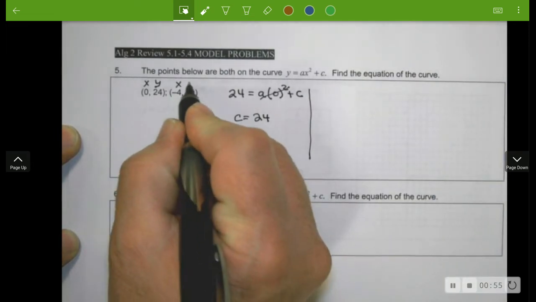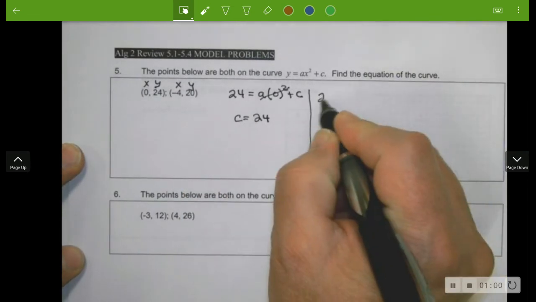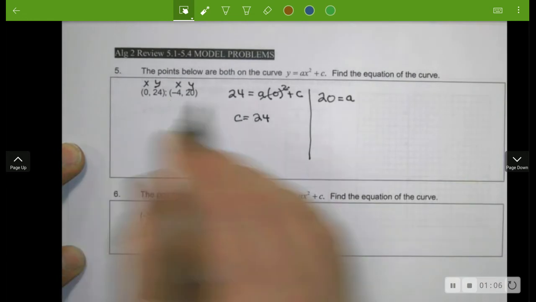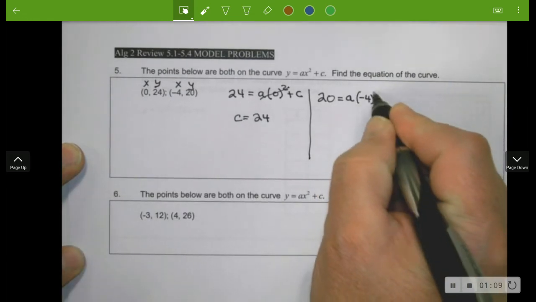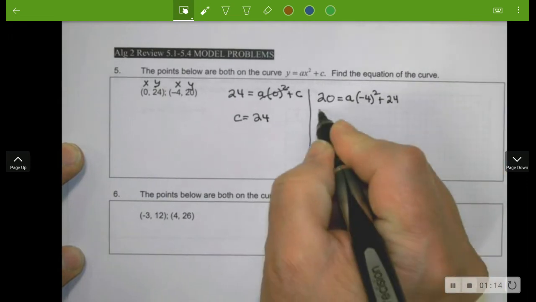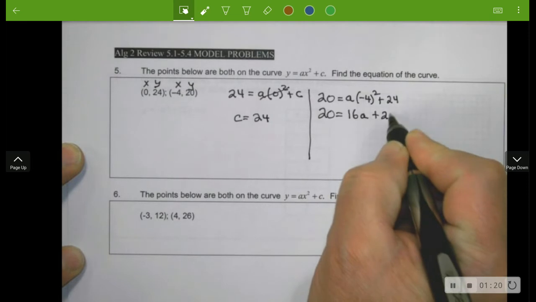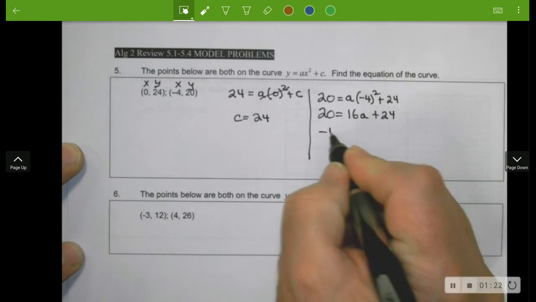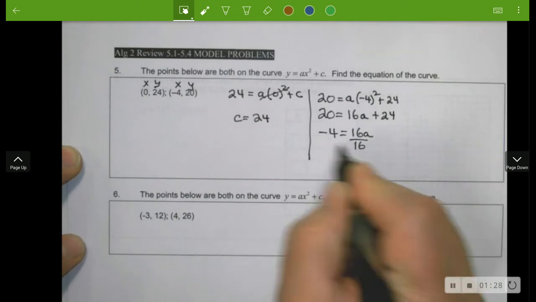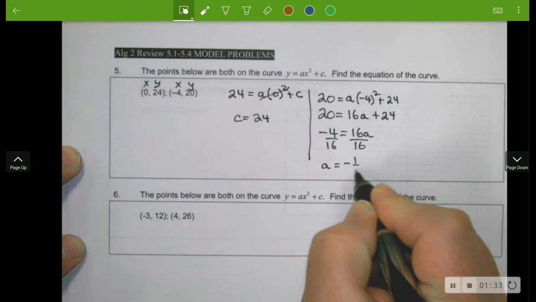We got that x and that y, and this information about the c here is 24. So we're going to put a 20 in for the y. And we don't know what a is yet, but this time around we're going to use -4 for the x. And we have new information, the c is 24. So that takes us to 20, and -4 squared is 16. Subtract 24 from both sides and divide by 16. So you find out that a is equal to -1/4.